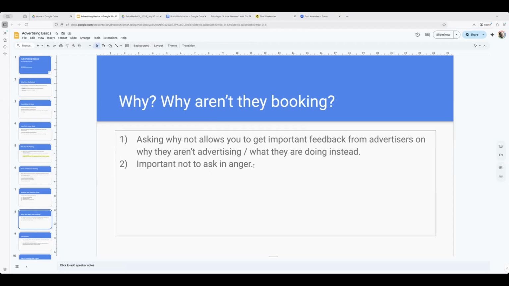And you don't want to be angry when you do this. I've definitely had a bad day every once in a while and said to somebody, well, why not? Come on. It's so easy for you to do this. Why aren't you going to advertise?